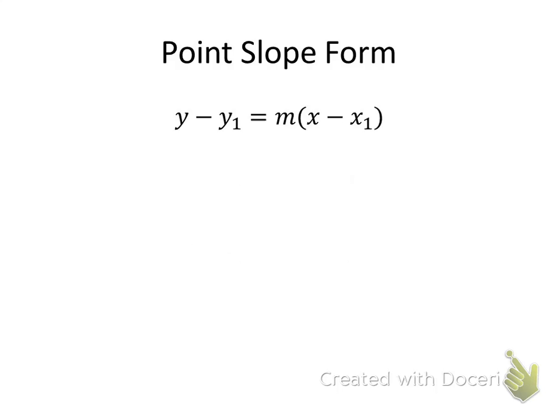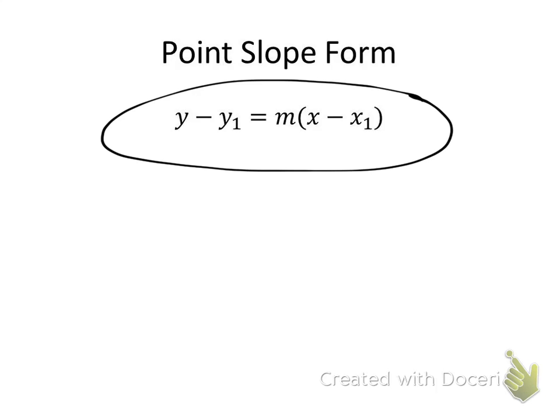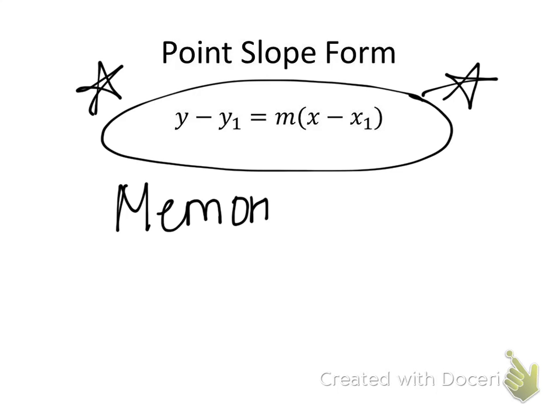So let's look at the point-slope form first of all. This is my equation. You need to memorize this equation right here. Write it down, star it, put a box around it. You have to memorize this formula. Okay, the point-slope formula is y minus y1 equals m times x minus x1.